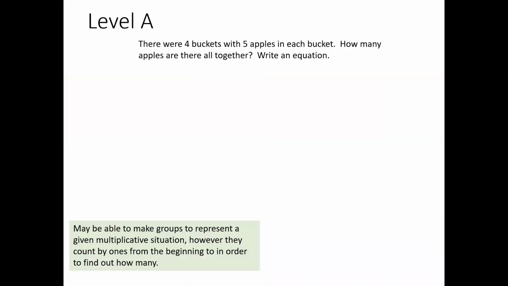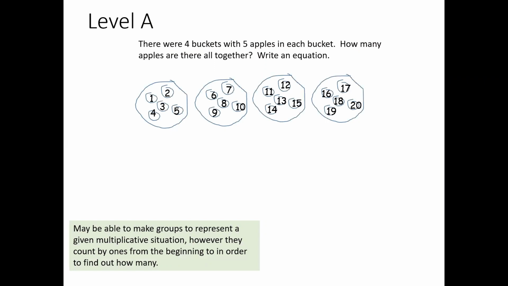So for example, if a student who's thinking at level A was given a story problem, this is what it would look like. There are 4 buckets with 5 apples in each bucket. How many apples are there altogether? Write an equation. So they go ahead, all right, 1 group, 2 groups, 3 groups, 4 groups, there's my buckets. Then they're gonna put those in there, and then they're gonna go, okay, ready? 1, 2, 3, 4, 5, 6, 7, 8, 9, 10, 11, 12. So they're going to solve it counting by ones.